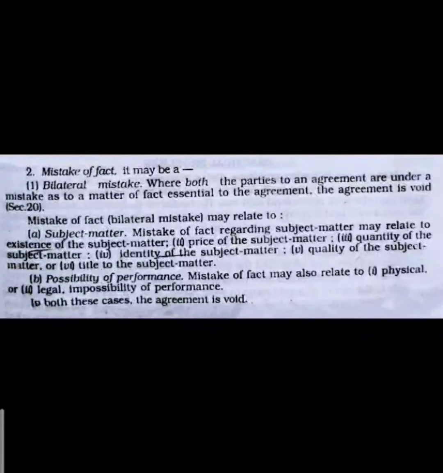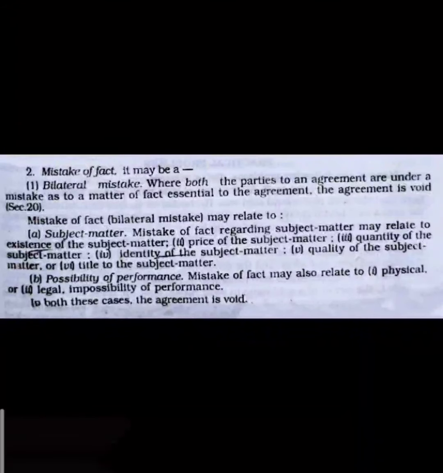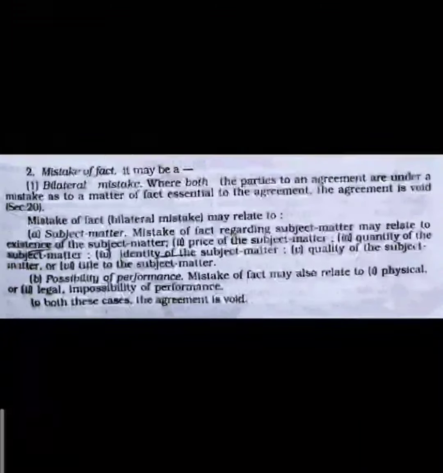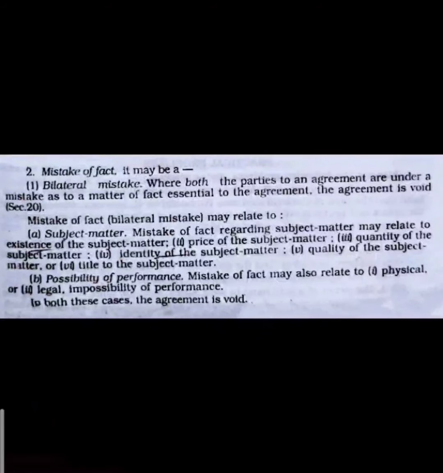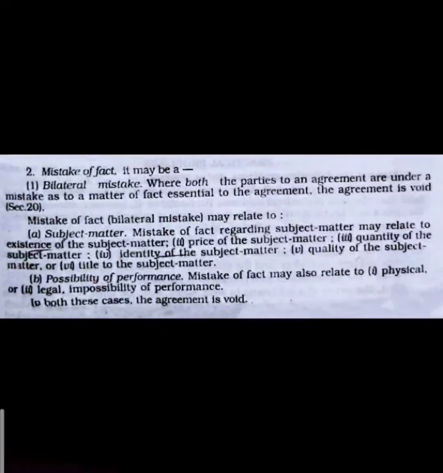Now there are two essential ingredients to bilateral mistake. That is, the mistake must be mutual, that is both the parties must be under mistake. It is not one party's mistake. And second is that the mistake they have made must relate to a matter of fact essential to the agreement, that is, it is not something very unessential to the contract. It must be relating to a fact which is material for the contract.